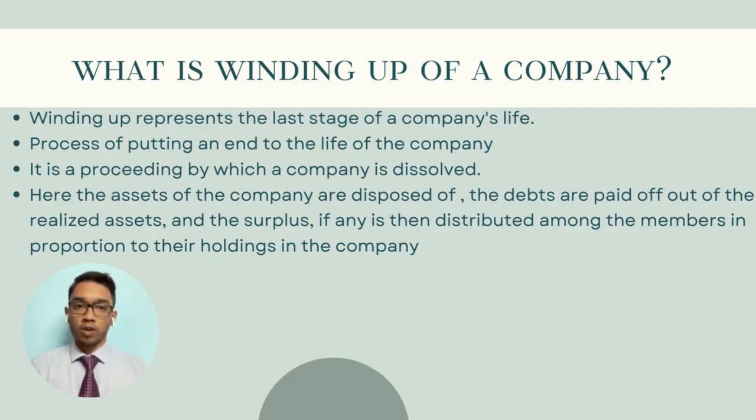Winding up is a legal process in which all the assets of a company are sold and liabilities are paid off. After that, if any surplus money remains, it will be distributed to shareholders in the proportion of their shareholding. It is a proceeding by which a company is dissolved and it represents the last stage of a company's life.